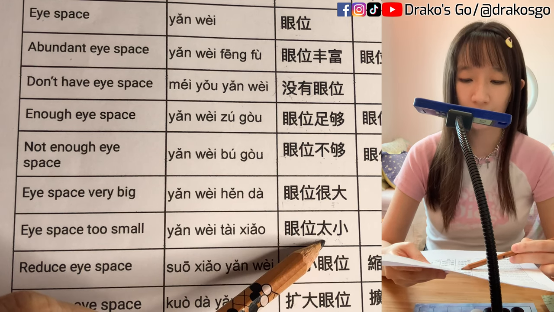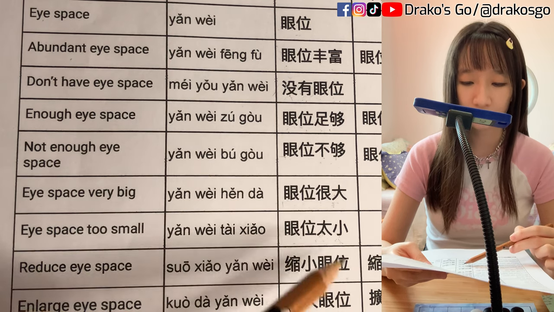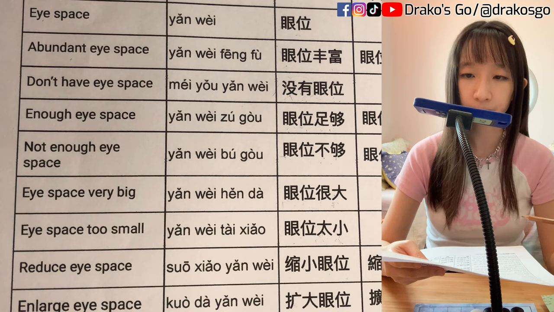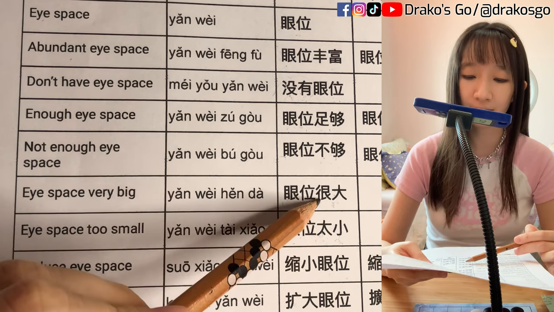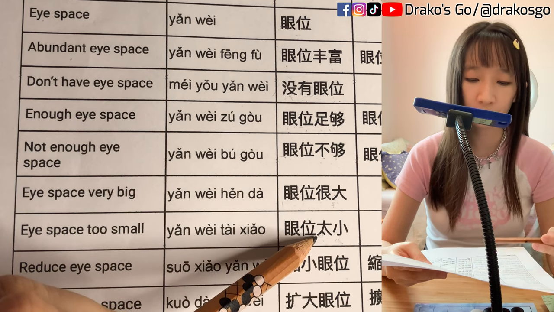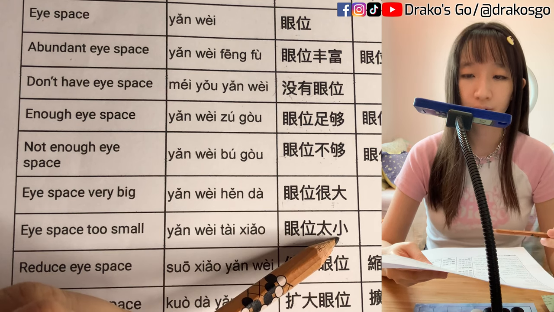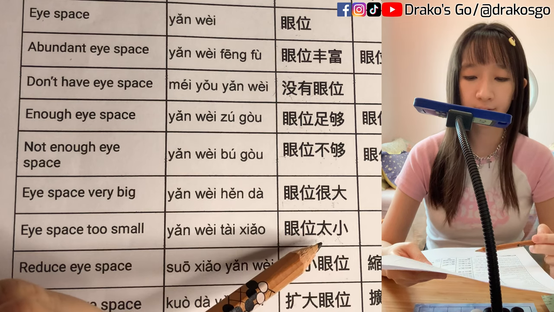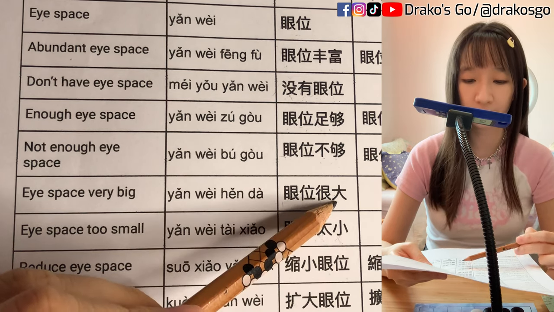Note that 大 and 太 look very similar. The difference is there's one more stroke over here for 太. So now you know that 很 is very and 太 is too. What if I want to say instead of very big, I want to say very small? Can say 眼位很小. What if I want to say the eye space is too big? You can say 眼位太大. So you can interchange these words.